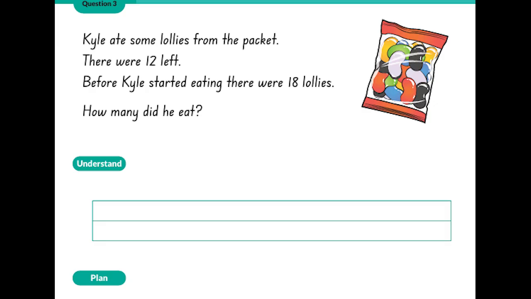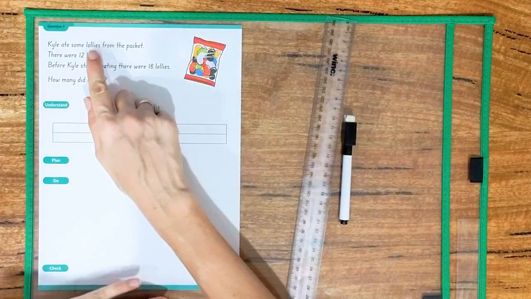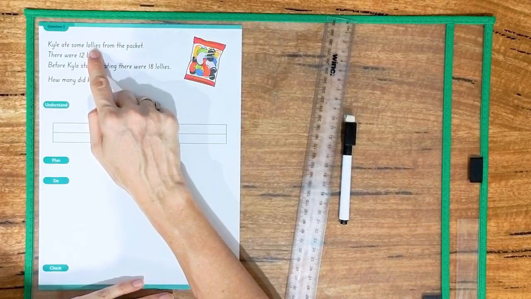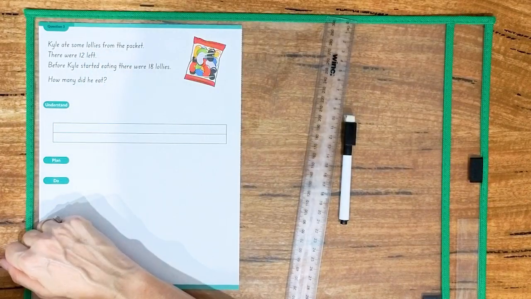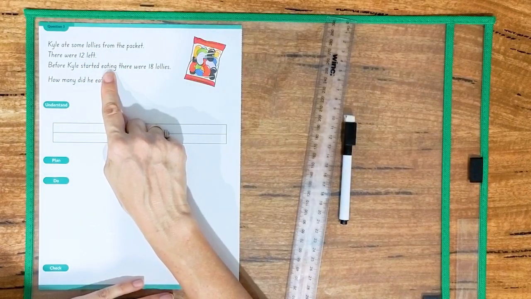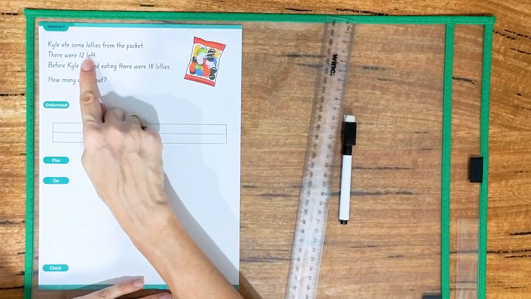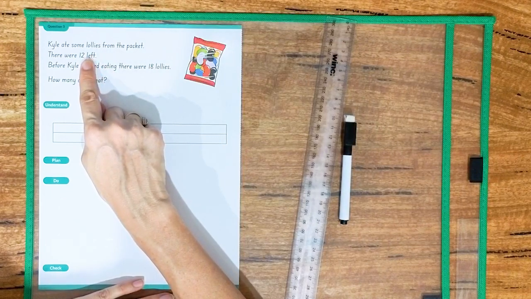Question 3. Kyle ate some lollies from the packet. There were 12 left. Before Kyle started eating, there were 18 lollies. How many did he eat? This question is about a whole packet of lollies. One part is the part that was eaten, and the other part is the part that is left remaining.